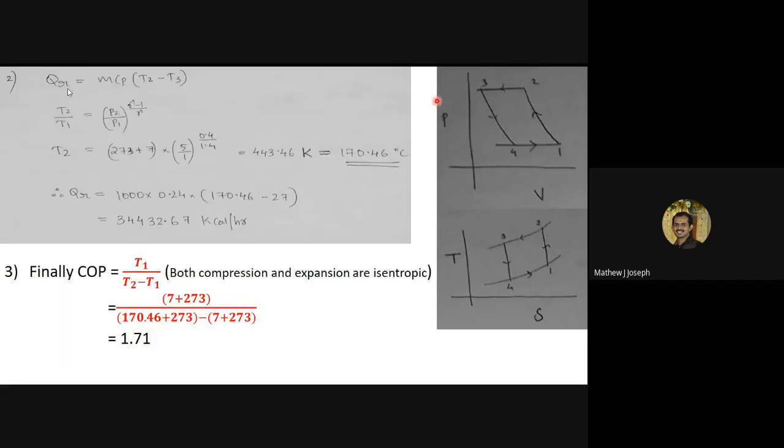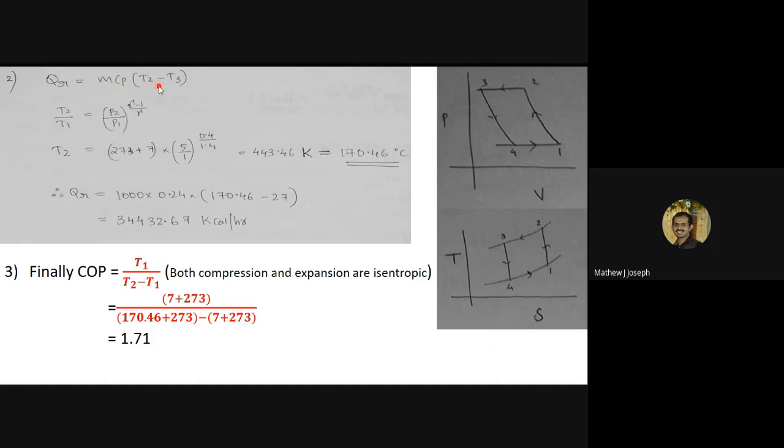Here the 2 to 3 process is a constant pressure heat rejection process. So the heat getting rejected during 2 to 3 will be mCp times T2 minus T3. Here T3 is known. T3 value is known as 27 degrees Celsius. But how to find out this T2?